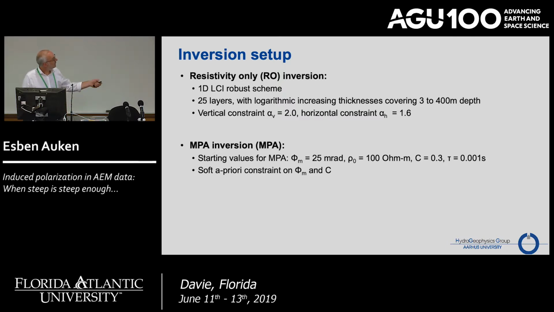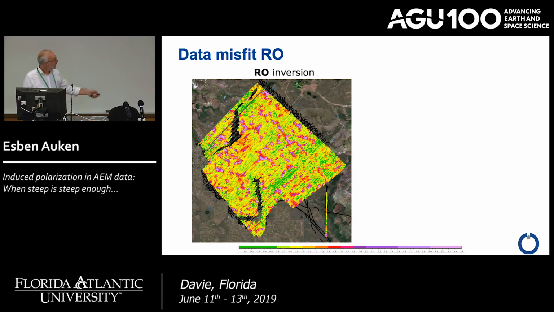This is the data misfit for the resistivity inversion, and 1 is just in this yellow color here, so we can see we have some stretches here where the misfit is actually quite high.